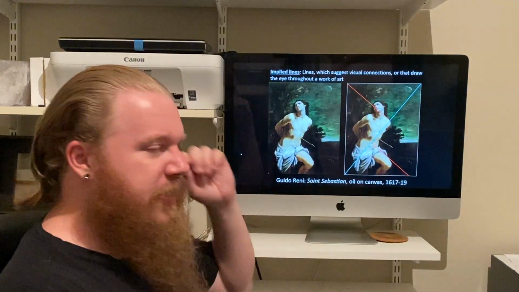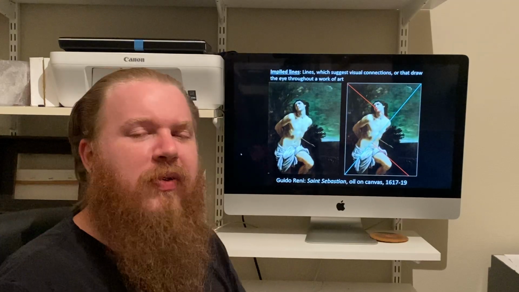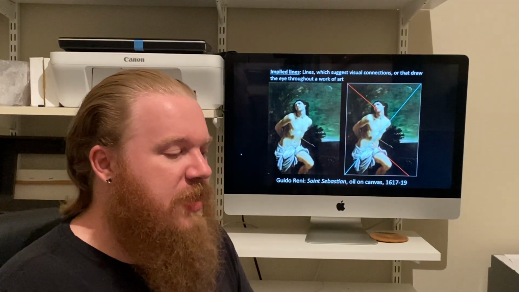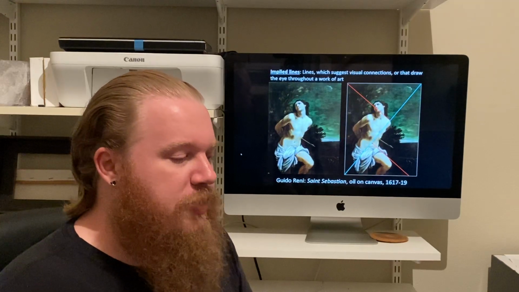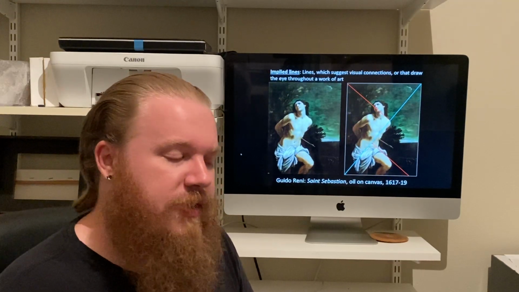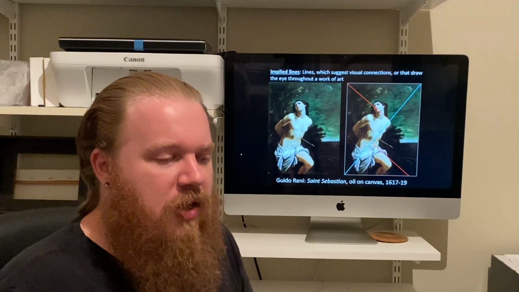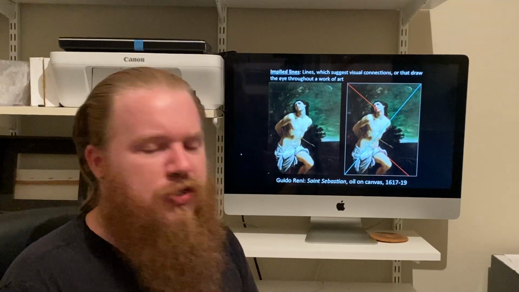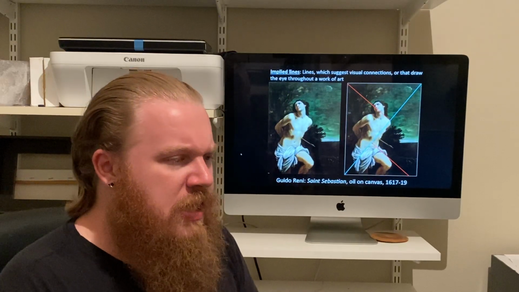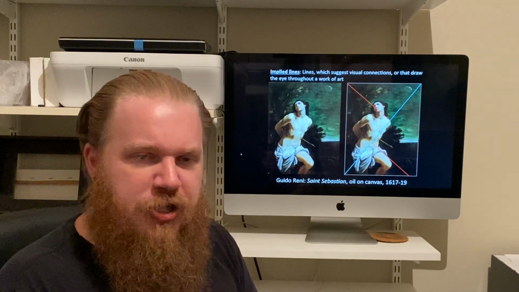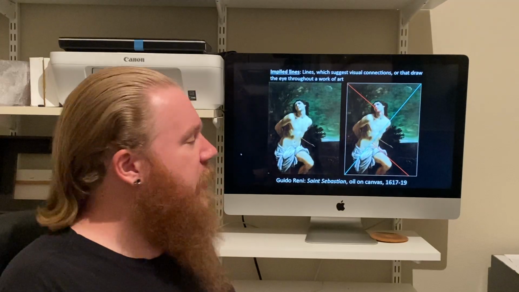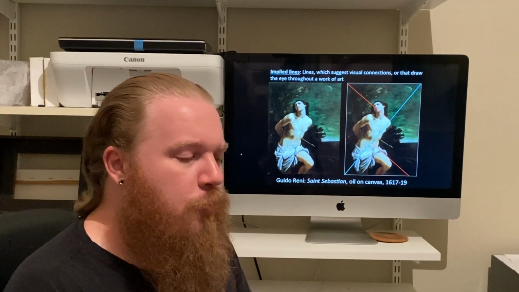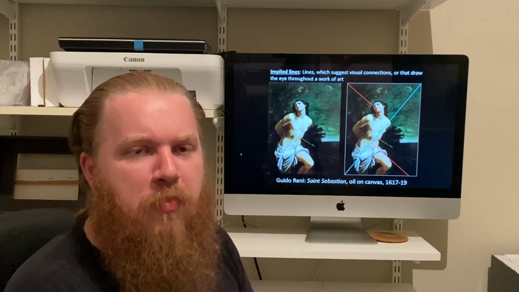Now, likewise, we can also have implied lines. And an implied line is a line which suggests visual connections or that draws the eye throughout a work of art. And this is something that artists have done for a long, long time to help create a sense of drama or a sense of energy within a work of art, because if all of our attention was solely focused on one area, it would become very static and very boring.